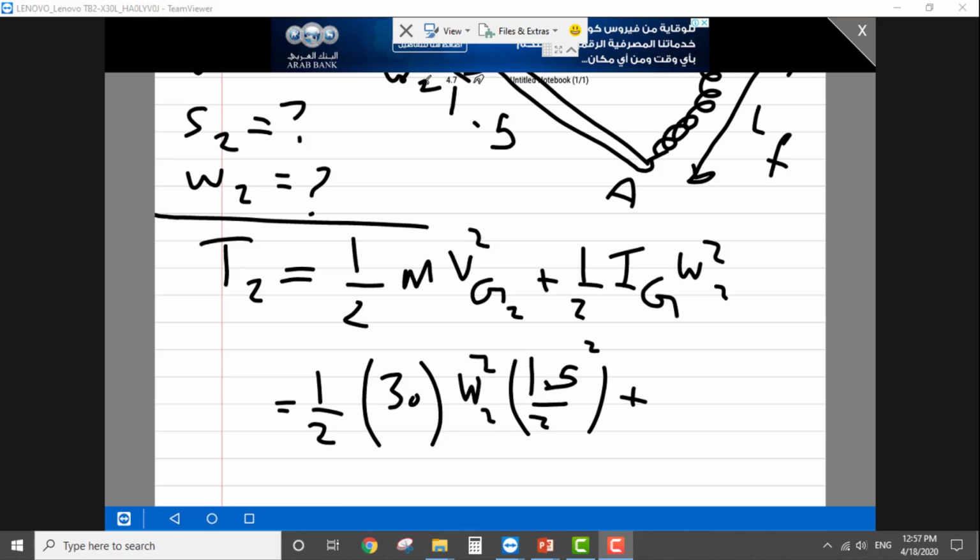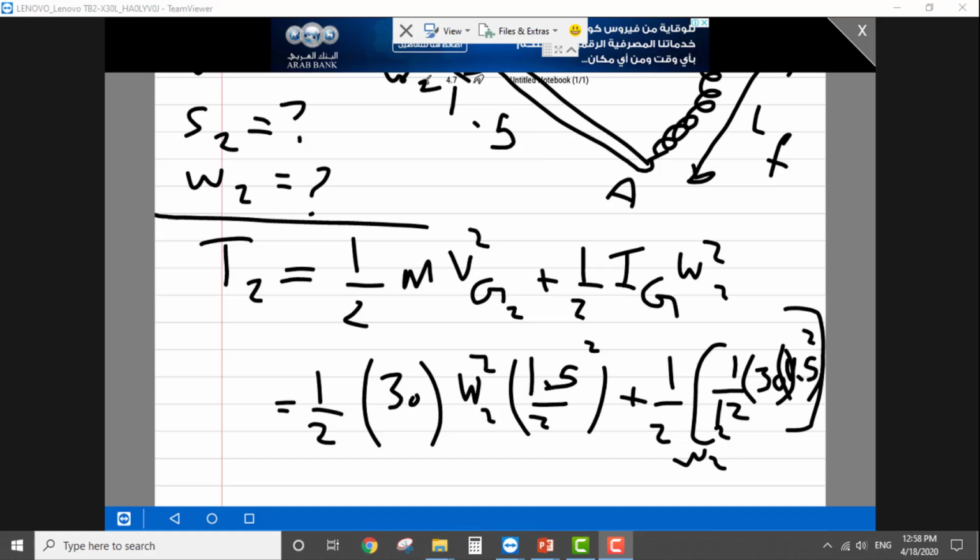Plus half the mass moment of inertia for the rod about the centroid is equal to, we can refer back to the uniform shapes, 1 over 12 multiplied by m multiplied by L squared. So the mass is 30 and L is 1.5 squared, multiplied by omega 2 squared.